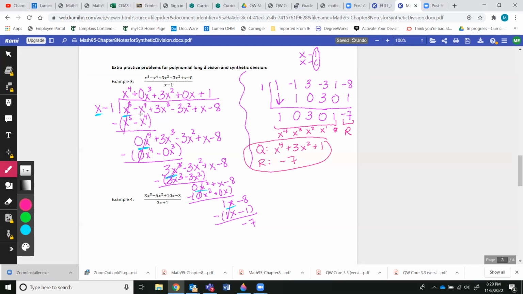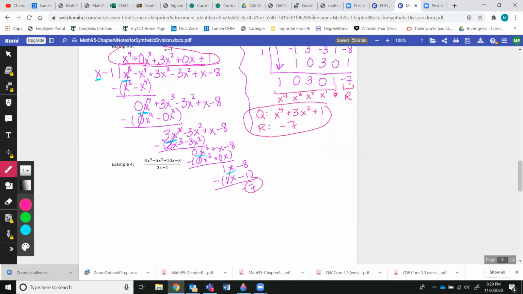Or if we wanted to put the zeros in, it would look more like this one with this remainder of -7, and that would be okay also. But we generally don't feel the need to include those that have a 0 in front of them. All right, let's go on to the next one.